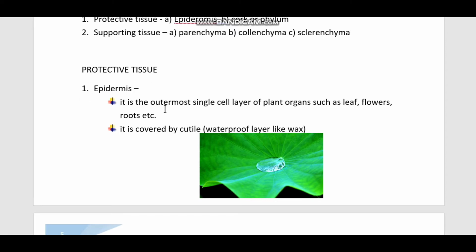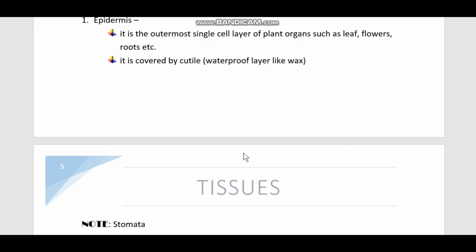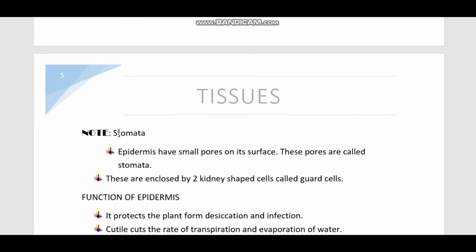Protective tissue, epidermis. It is the outermost single layer of plant organs such as leaves, flowers, roots, etc. It is covered by cuticle. Cuticle is a waterproof layer like wax. It is present on the upper layer of the lotus flower.